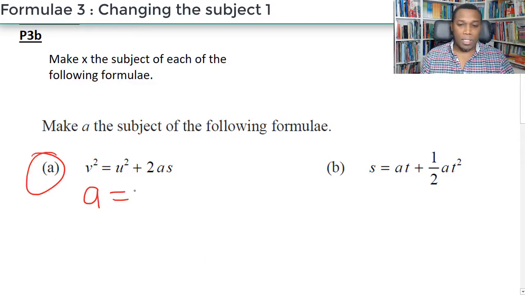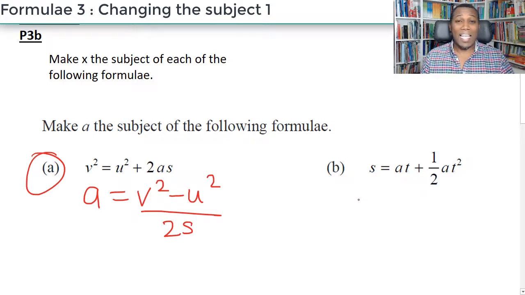A is going to be equal to V squared minus U squared on 2S. By the way, these two formulas are very, very heavily used if you do mechanics, A-level maths, applied maths. They're part of what we call the SUVAT equations for kinematics.